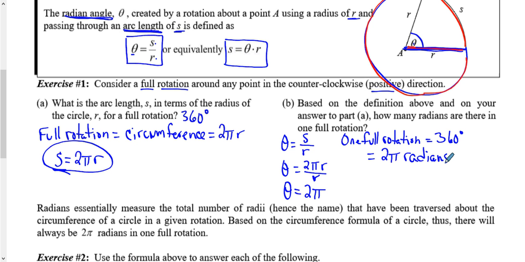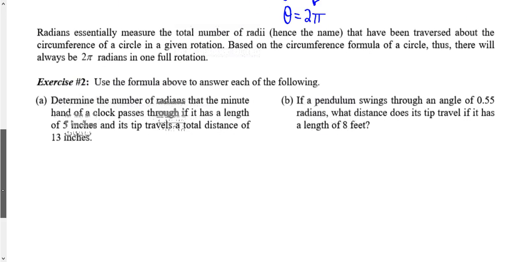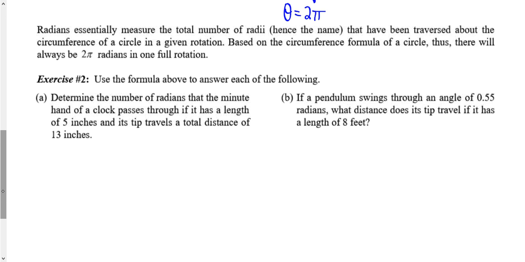All right. Let's go down to exercise 2. Maybe, hopefully, as we go along, this will clear things up for you, okay? And if you have a question, as always, ask, okay? So exercise 2, use the formula above to answer the following. A, determine the number of radians, that's our theta, our angle measure, not in degrees, that the minute hand of a clock passes through. If it has a length, the arc length, S, of 5 inches. So the minute hand moves 5 inches.